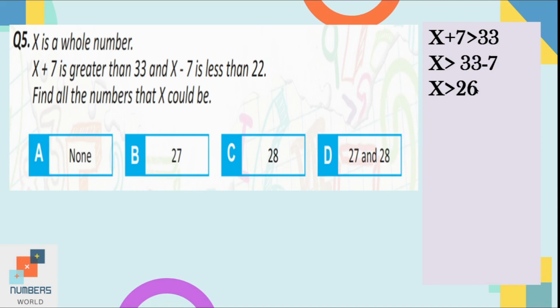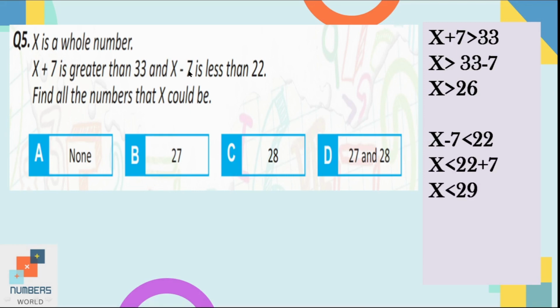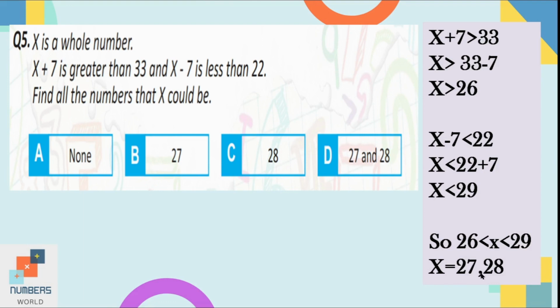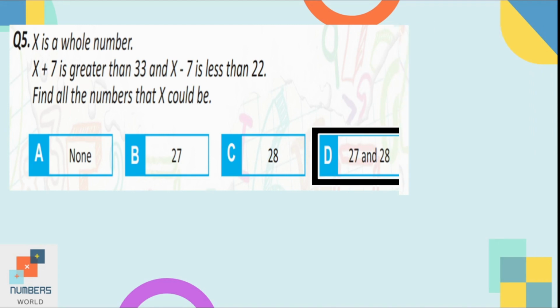The second piece of information given in the question is that x minus 7 is less than 22. After solving it, we get x is less than 29. So now we can say the values of x lie between 26 and 29. And there are only two such values, 27 and 28, which lie between 26 and 29. So option D is the correct option. 27 and 28 would be the values of x.